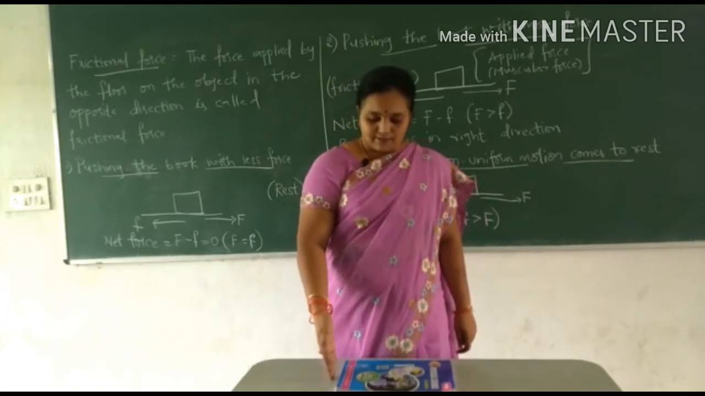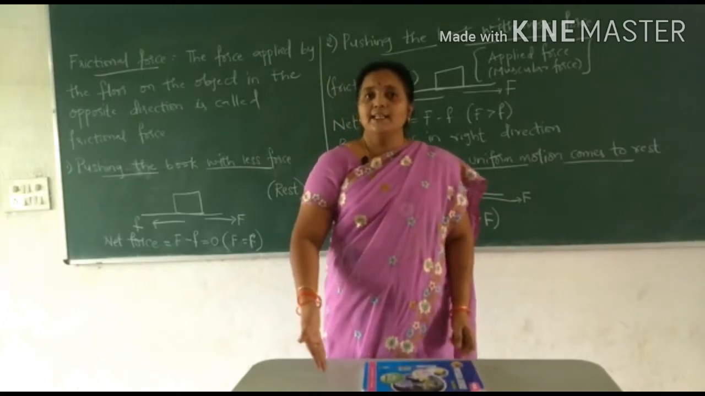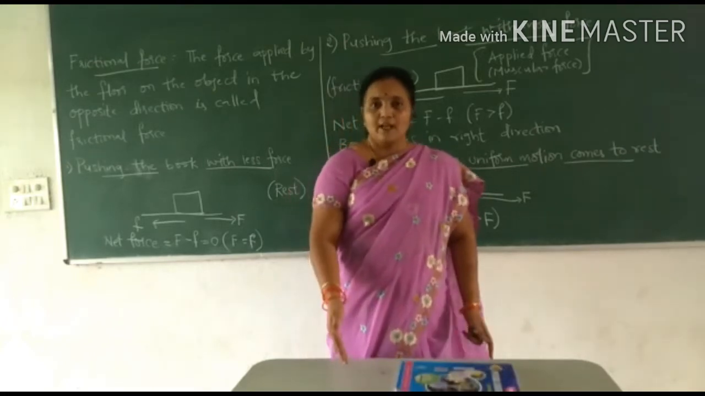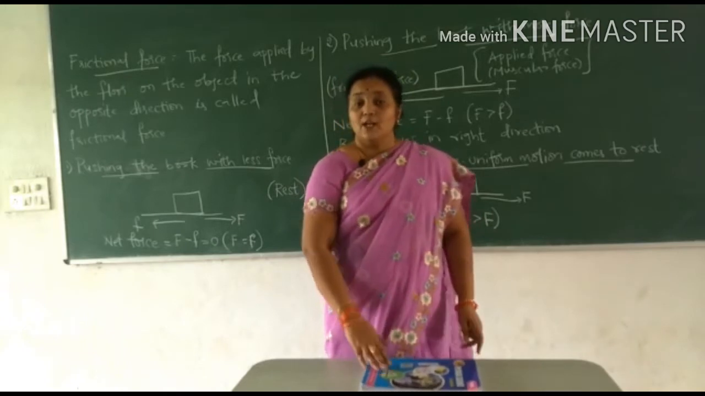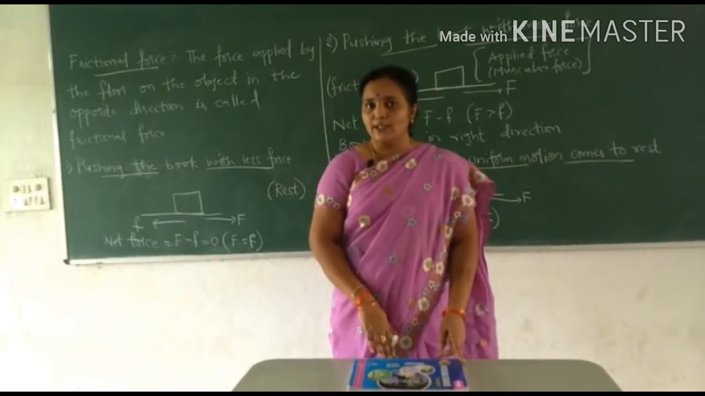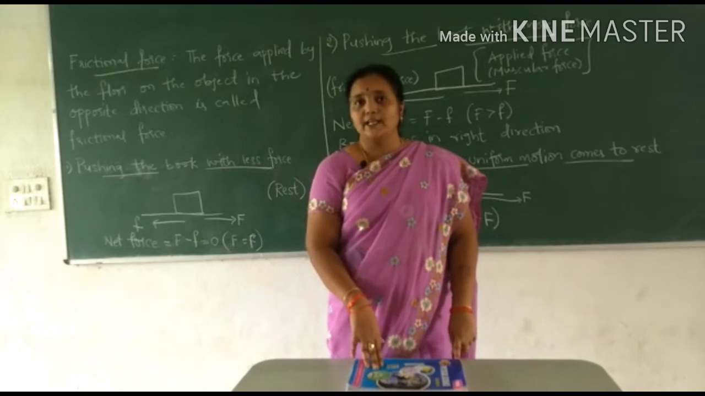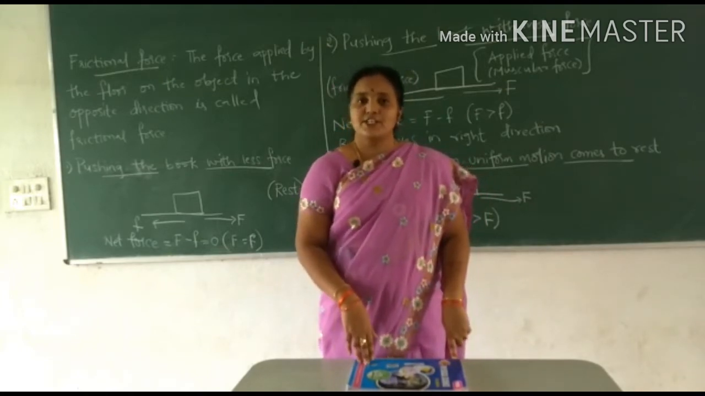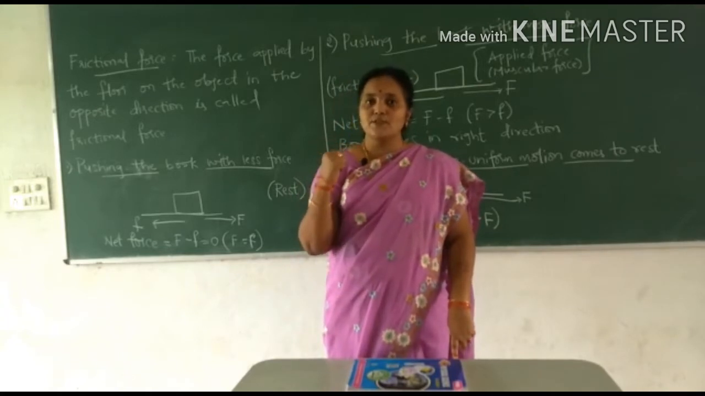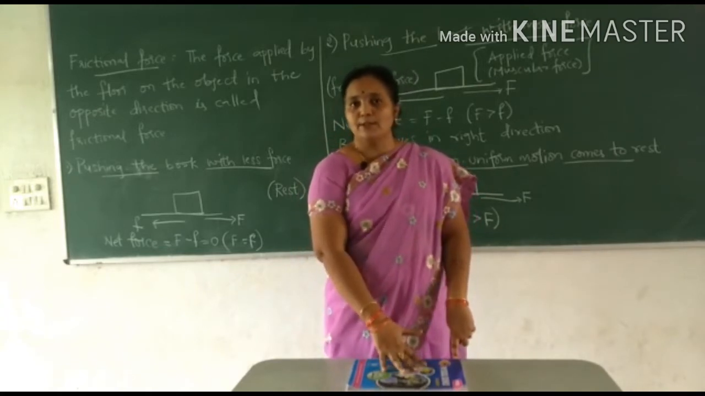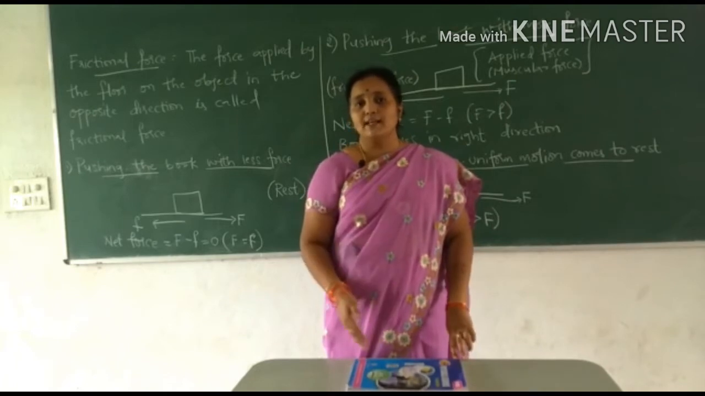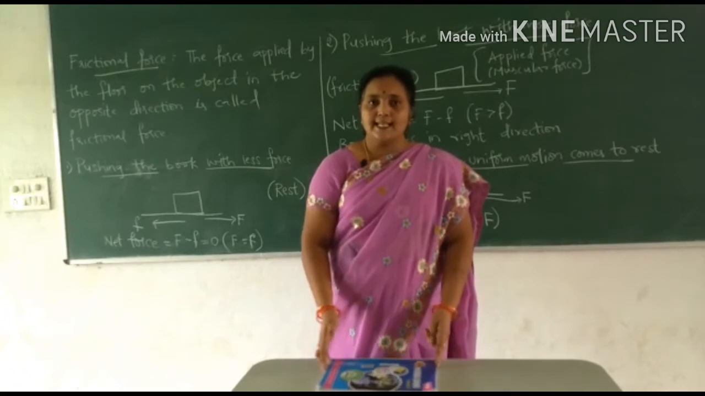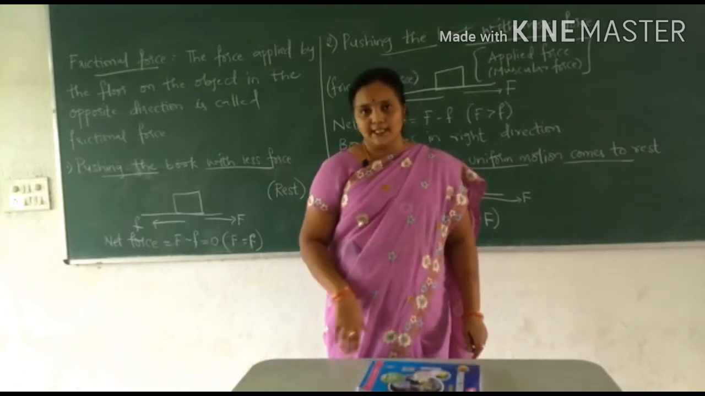Now, just observe. You can see the book has moved a little distance. See once again. Why has the book moved here? Though the frictional force is acting on the book, why is the book moving here? Because the applied force is more than the frictional force. That means the muscular force which I have applied on the book is more than the frictional force applied by the table. That is the reason the book has moved a certain distance.